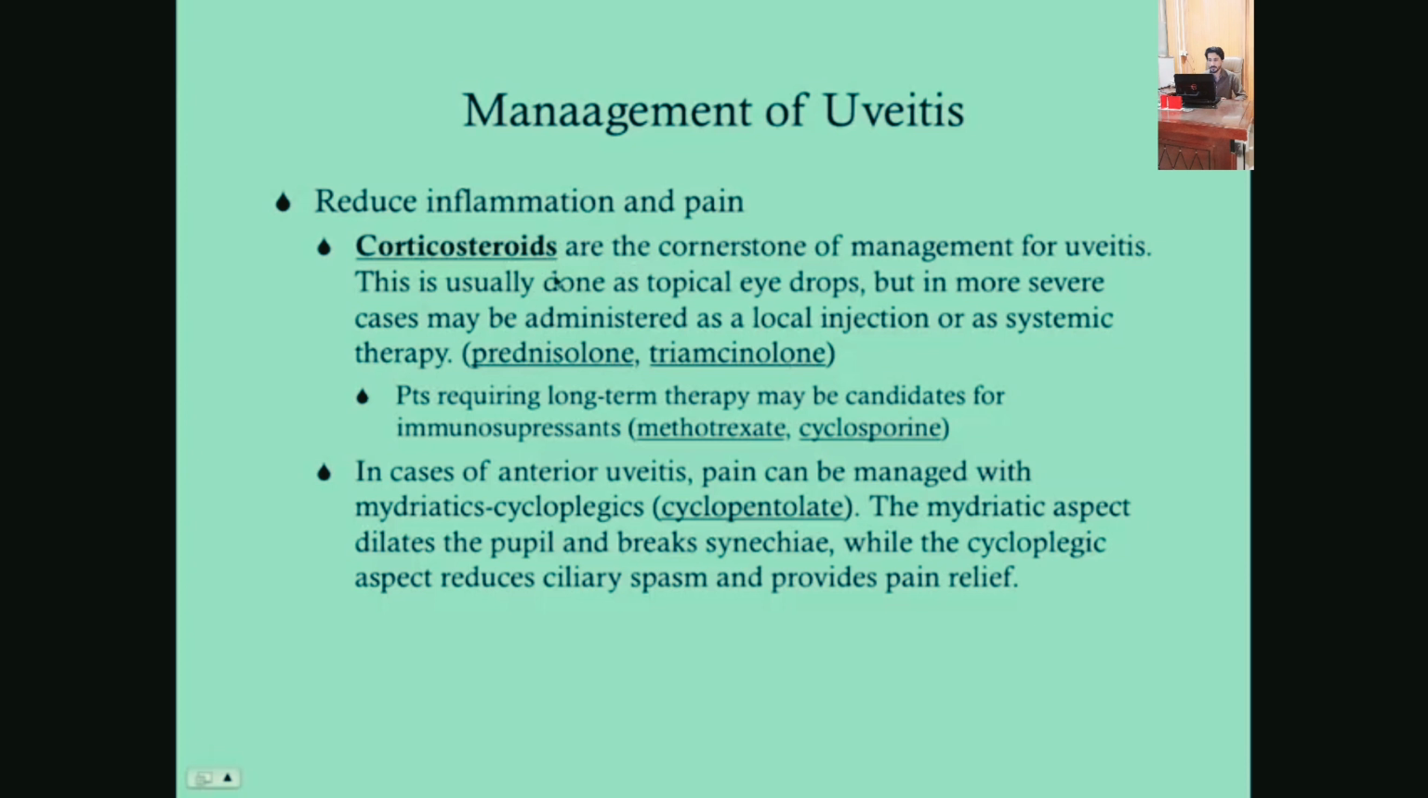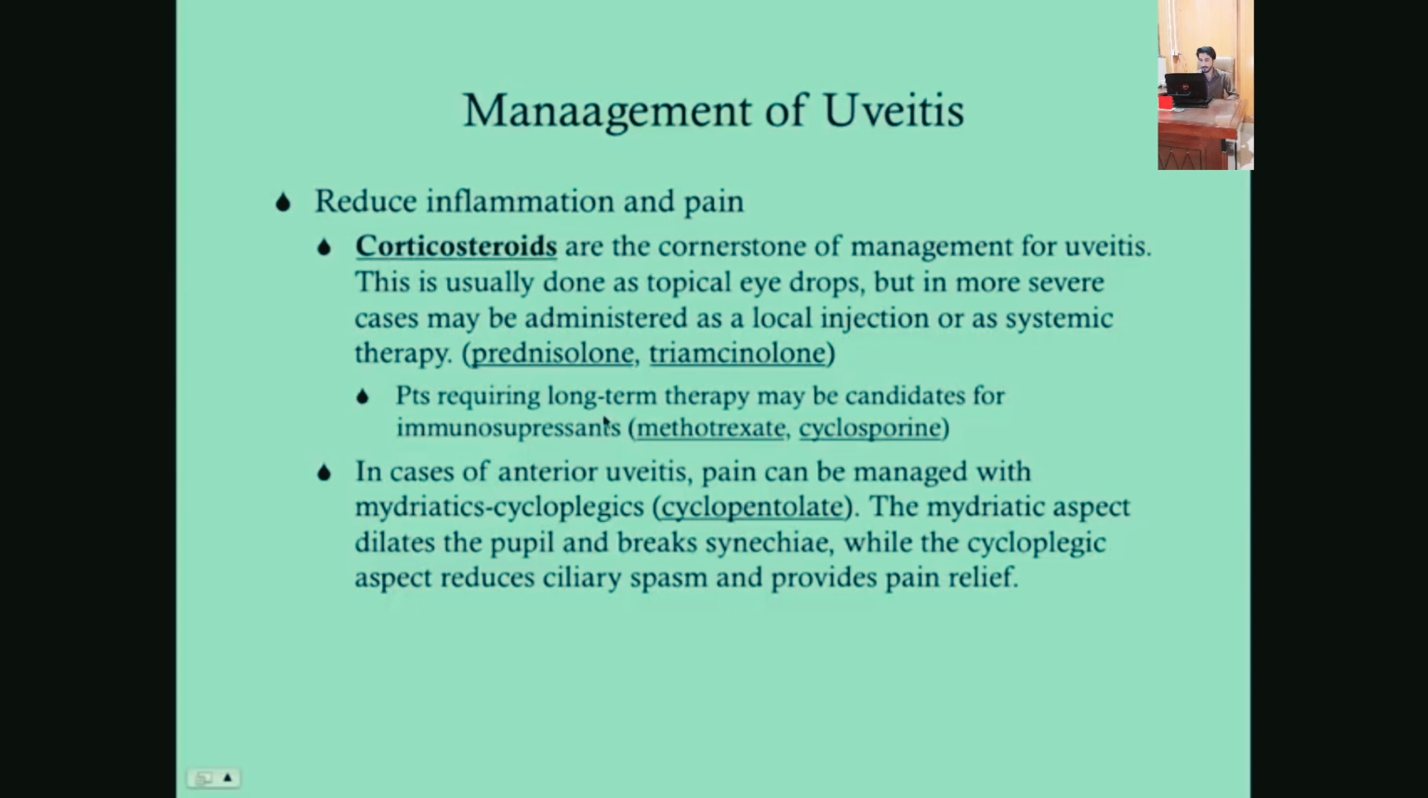Okay, so just recap that. Topical eye drops, only for anterior uveitis? I think that may be a board question. So topical steroids, prednisolone, dexamethasone eye drops, are good for anterior uveitis. But if it's anything else, if it's intermediate or posterior or panuveitis, you're going to need to do a local injection or systemic therapy, and that can be triamcinolone or prednisolone.